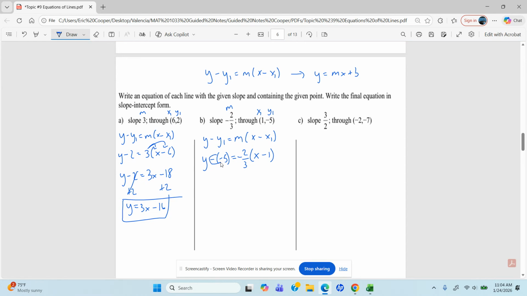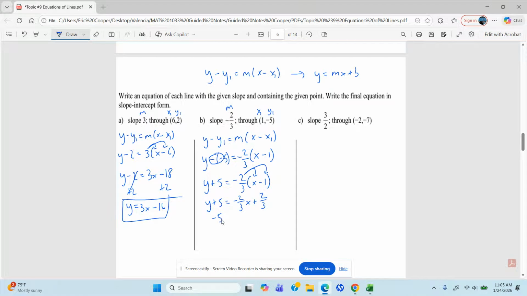So one of the things we're going to do first, before we go any further, is simplify this double negative. This double negative here will turn positive. Everything else will stay the same. Let's go ahead and distribute this in here. I have y plus 5 equals negative 2/3 times x is negative 2/3 x. Negative 2/3 times negative 1, well, negative times negative becomes positive, and 2/3 times 1 just stays as 2/3. Anything times 1 stays the same.